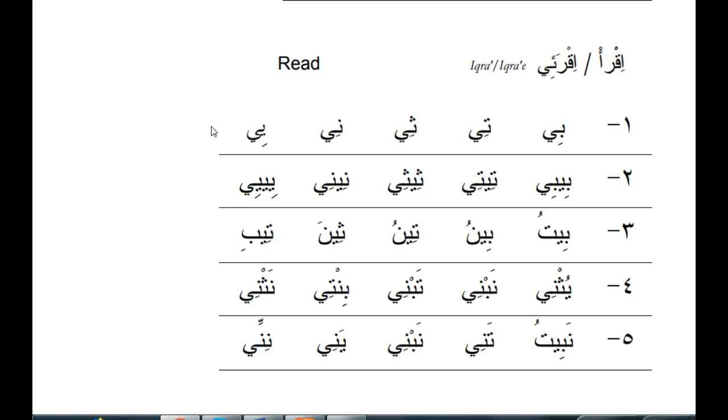All right, then. Let's read it. Bi. Ti. Ni. Yi. Here we have to be careful. We don't say just E. We have to read ya with kasra. It's Yi. And then the ya maddiya. Yi.